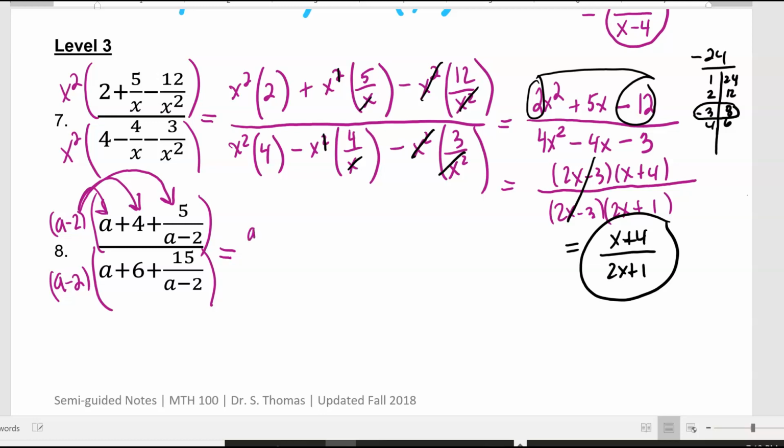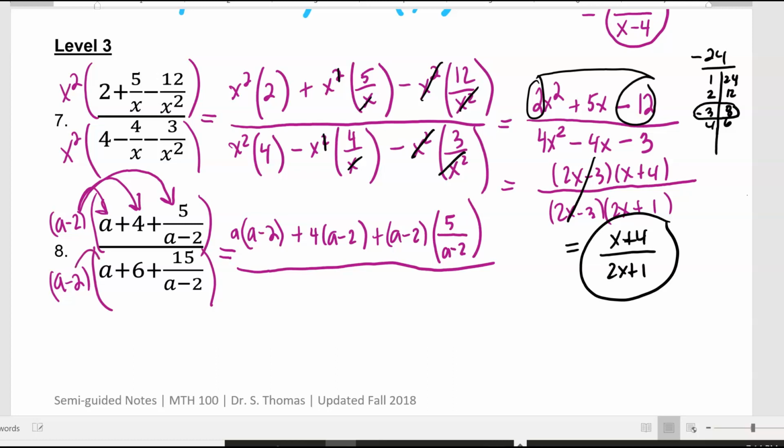So first, let's multiply a minus 2 times a. I'll put the a in the front here. Then we're going to have to multiply 4 times a minus 2. You see why I did that? It's kind of awkward having the a here rather than in the front. And then we're going to multiply a minus 2 times 5 over a minus 2, which is not a big deal because the a minus 2's will cancel, right? And then in the denominator, a times a minus 2. Again, multiplication is commutative, so order doesn't matter. 6 times a minus 2. And then a minus 2 times 15 over a minus 2.